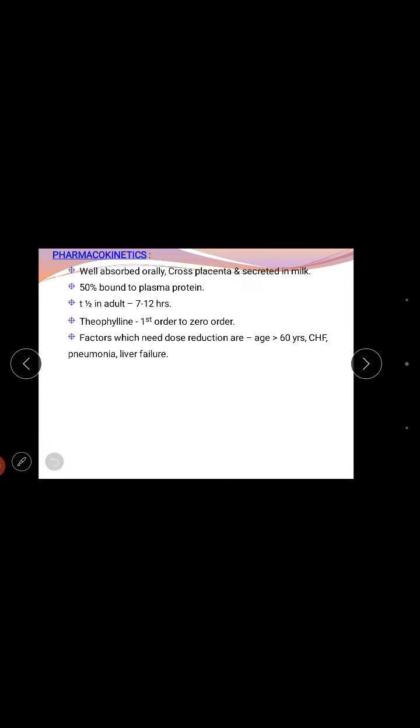Pharmacokinetics: absorbed orally, and these are given by oral route. Crosses placenta and is secreted in milk, 50% bound to plasma protein. Plasma half-life is 7 to 12 hours. Theophylline undergoes first order to zero order kinetics, which I explained already. It has a narrow therapeutic range, meaning you should not go beyond the therapeutic range dose, or the chance of adverse effects will be more. Factors which need dose reduction are age more than 60 years, congestive heart failure, pneumonia, liver failure; you should reduce the dose.